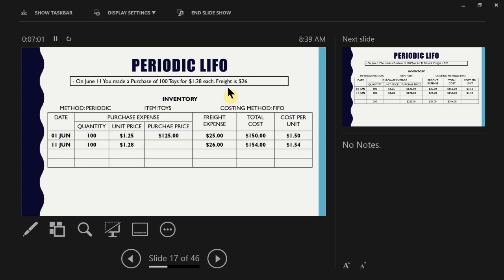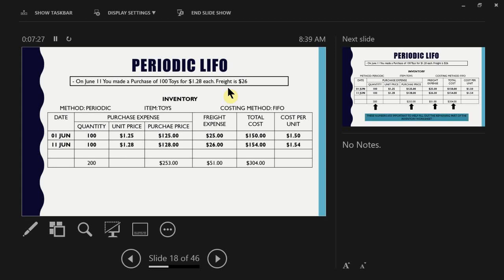So again, once we've reached the end of a given period, whatever it is, daily, weekly, bi-weekly, or monthly, you are going to schedule your physical count. Someone's going to go down to the basement or warehouse to physically count how many items you actually have left. Then that's where you're going to go ahead and total up each column.